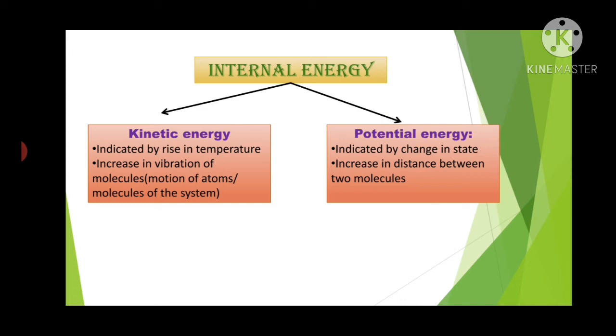Before giving a temperature to any system, the two molecules have a fixed distance, or we can say an average distance between them. Any system will have an average distance between two molecules. Now if the temperature rises and there is a change in state, then what will happen? There is an increase in distance between two molecules.